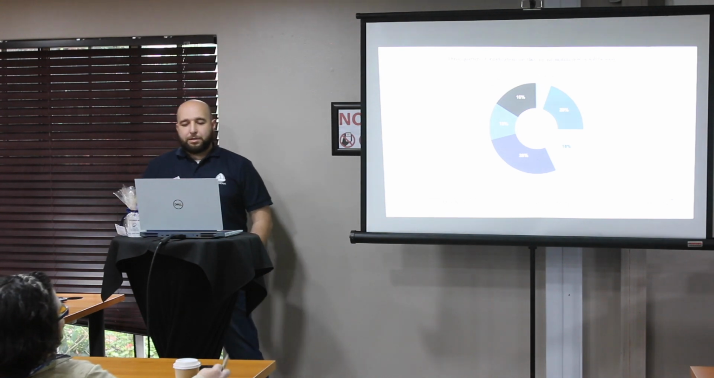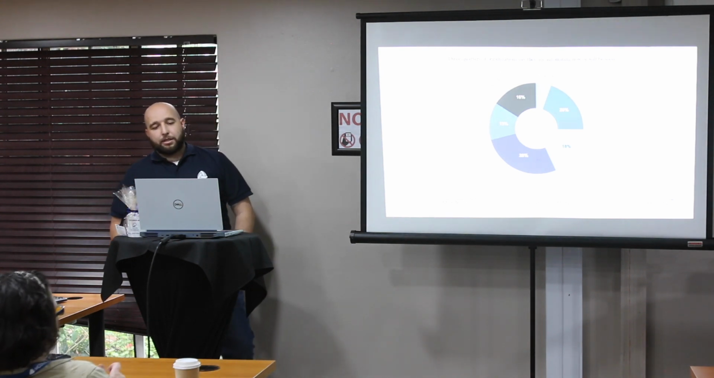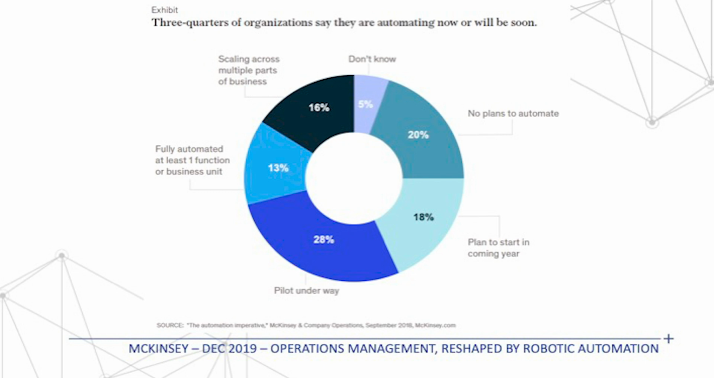And if you look at what McKinsey did in December 2019, they started asking organizations what they are doing with automation. What's quite interesting is 5% don't know. For me, it was actually quite a low number, meaning 5% of the people they questioned weren't really aware of automation or how it could impact their lives.